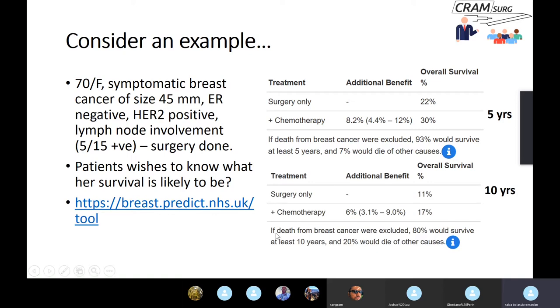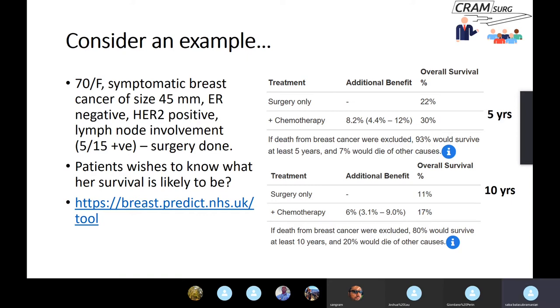So for this patient with just surgery, the overall 10-year survival would be 11%. If the patient also had chemotherapy, the survival would go up to 17%. So this is a 10-year survival. Now, let's just focus on the 5-year survival data, and let's look at it again. So with surgery, the likelihood of this patient living for 5 years is 22%. And if you add chemotherapy, it goes up to 30%.